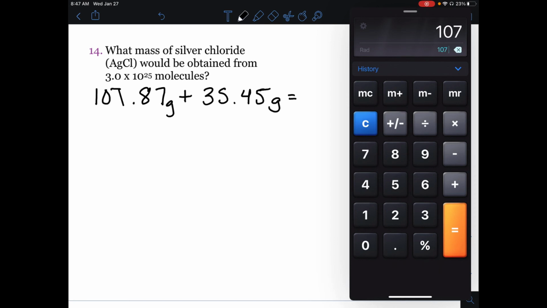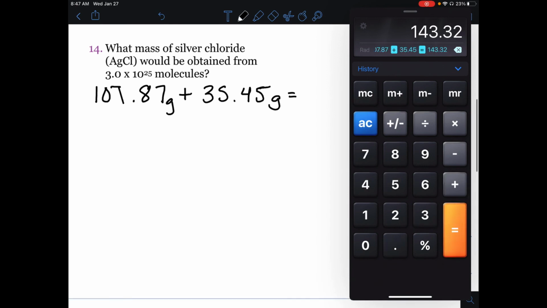So 107.87 plus 35.45 equals a molar mass of 143.32. And I know that that's how much 1 mole of silver chloride weighs. And I told you guys, the molar mass is something you're going to use over and over again. You are going to use it as almost second nature because this is a conversion factor that I'm now going to use in this problem.